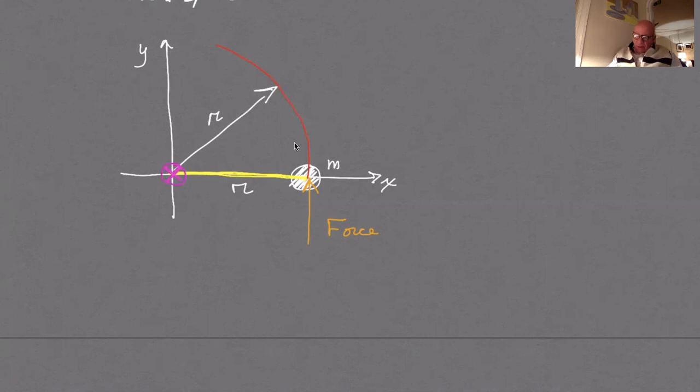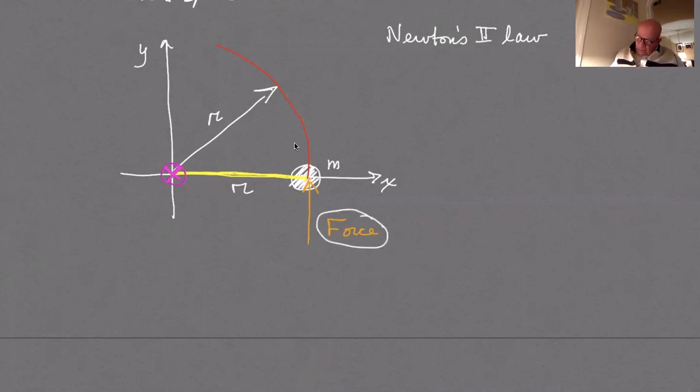We want to ask ourselves some questions about this. We can certainly go to Newton's second law. Looking at the net force on this object, the only force at play here is this force, which we'll just call F. So F is equal to the object's mass times the acceleration, and the acceleration in this case is going to be tangential in nature, because it's tangent to the object's motion.